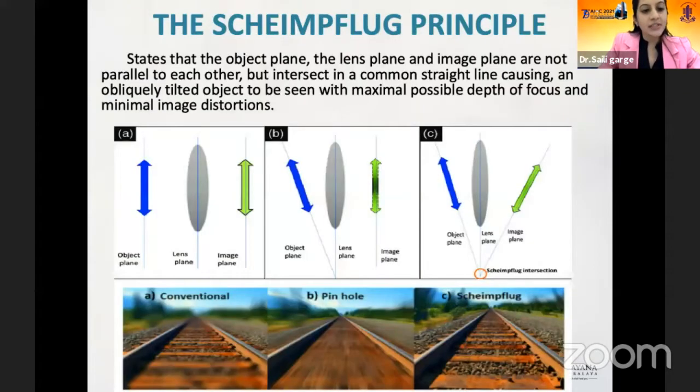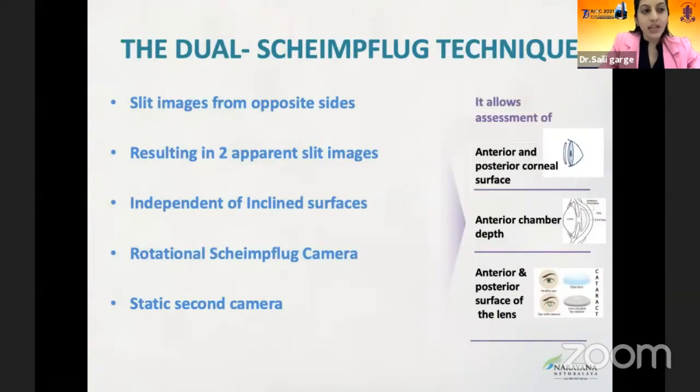The Scheimpflug principle states that the object plane, the lens plane, and the image plane are not parallel to each other, but intersect in a common straight line, causing an obliquely tilted object to be seen with maximum possible depth of focus and minimal image distortions. So how does the principle work? It captures slit images from opposite sides and they impinge upon the anterior surface at different angles, resulting in two apparent slit images. It is independent of the inclined surfaces.